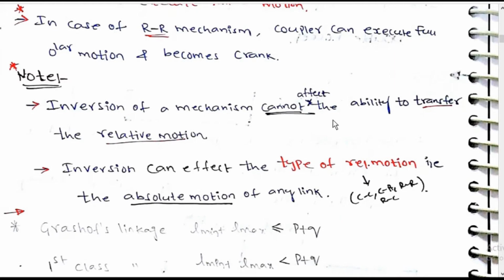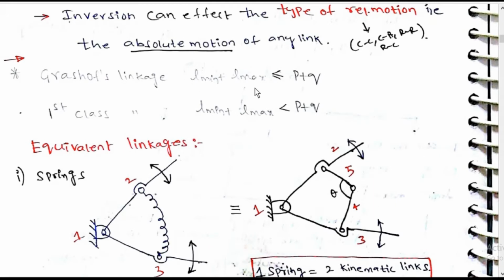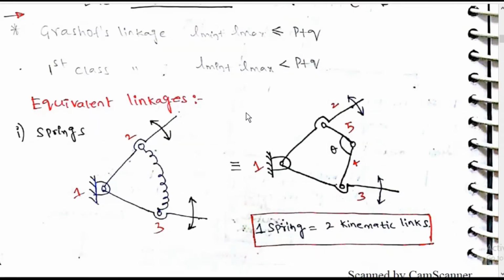Inversion of a mechanism cannot affect the ability to transfer relative motion. Inversion can affect the type of relative motion, that is, the absolute motion of any link. Grashof's linkage: Lmin plus Lmax less than or equal to P plus Q. First class linkage: Lmin plus Lmax less than P plus Q.